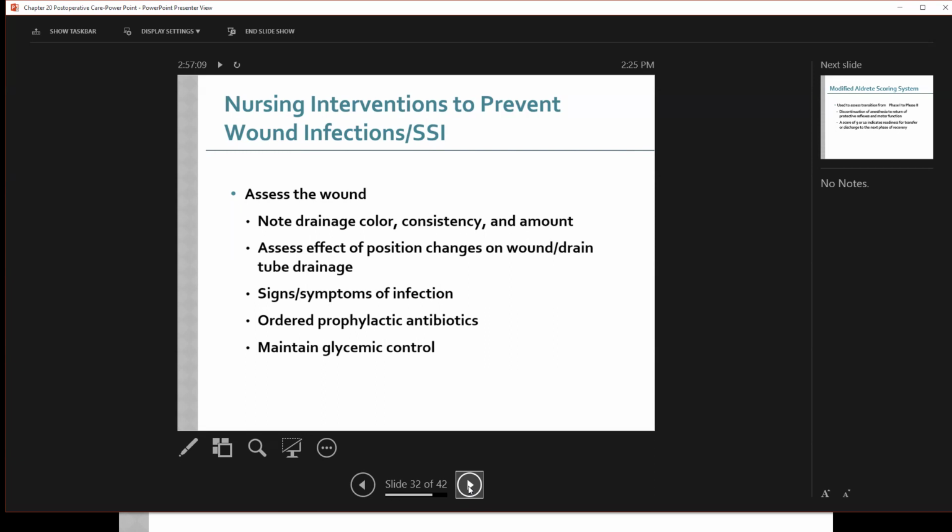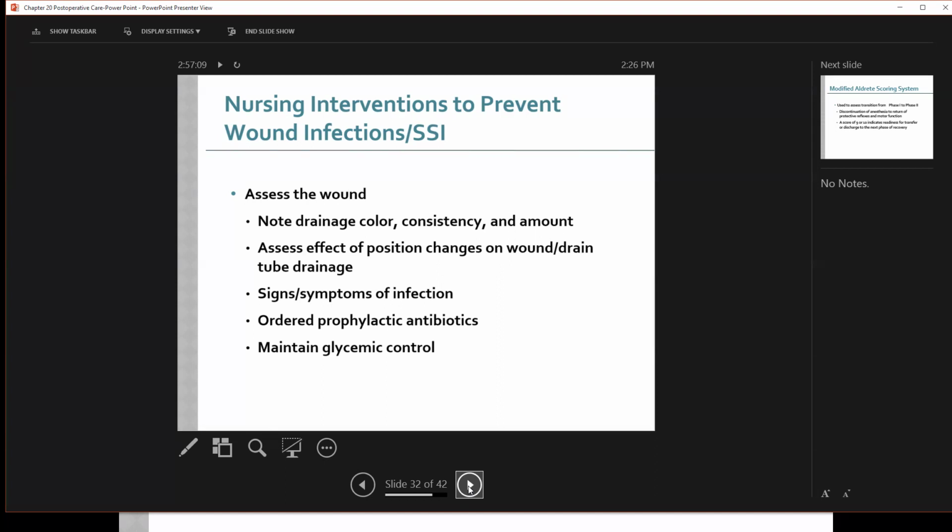Wound drainage should go from sanguineous to serosanguineous to serous, so from red to pink to clear yellow. Type, color, amount, and odor of drainage, if present, should be noted. Also note if there is an increase in drainage when moving the patient. Note signs and symptoms of infection. These should be monitored for fever or warm red skin surrounding the incision. Administer antibiotics as ordered.